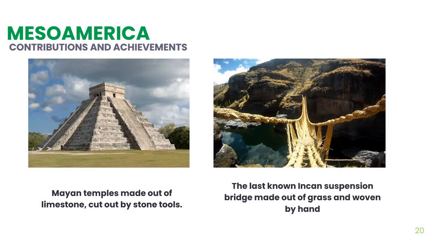So I have here an example of a Mayan temple, okay, made out of limestone cut out by stone tools. So imagine the perseverance, the dedication and industry of the ancient Mesoamericans to come up, to design, to finish and complete this kind of temple. Napakaganda, no? And then another on the right slide, we have here the last known Incan suspension. Take note, this is a suspension bridge made out of grass and woven by hand.